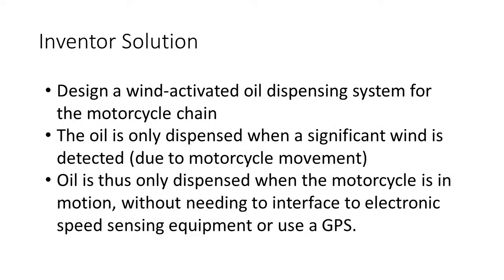So enter Mike Steele, who is a motorcycle enthusiast and an inventor. He came up with a wind-activated oil dispensing system for the motorcycle chain. The oil is only dispensed when a significant wind is detected due to motorcycle movement. Oil is therefore only dispensed when the motorcycle is in motion, because when it's not in motion, there's not that much wind hitting the wind sensor. And so you don't need to interface to electronic speed sensing equipment or use a GPS or electricity to power the GPS. So it's a much more simple and cost-effective solution.